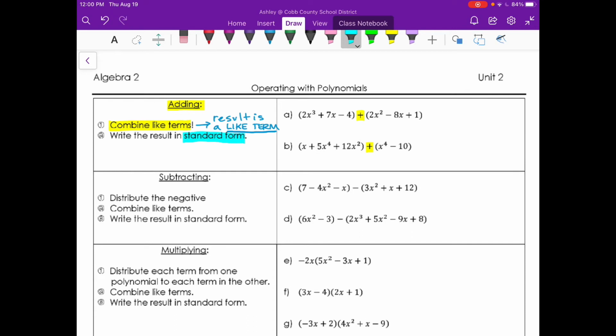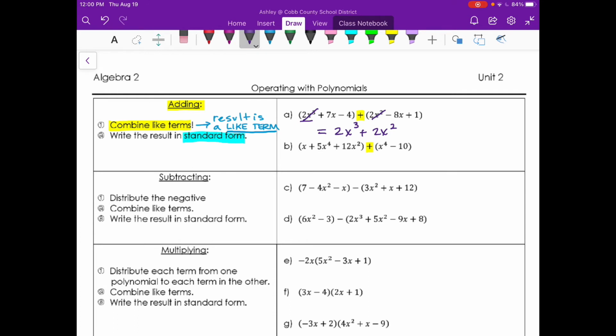All right, so let's take a look at example A. We have 2x to the third, and I don't see any other third power terms. So I'm going to write this term down. I don't have any terms to combine it with. And I like to add mine going in descending order so that it's already in standard form when I'm finished. So next would be 2x squared, and I don't see any other x squared terms. So I'm going to write that one down, and I also like to mark them out as I go.